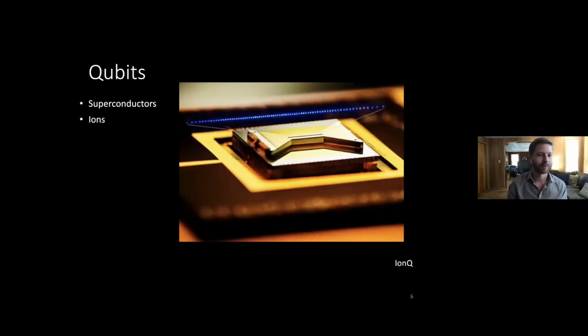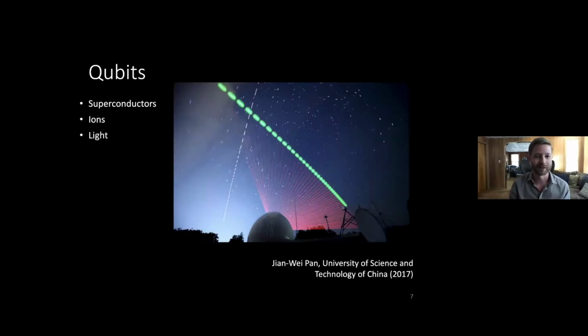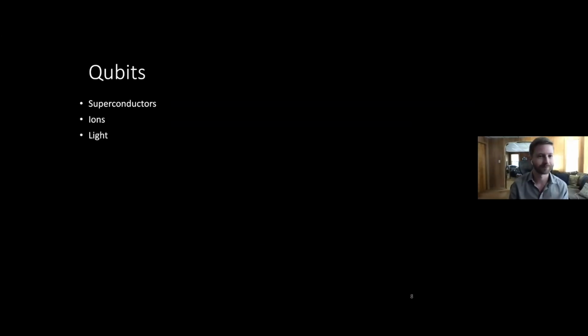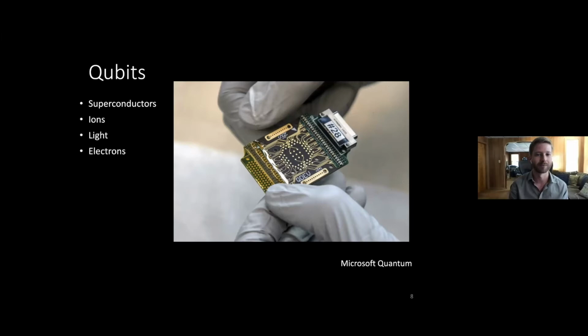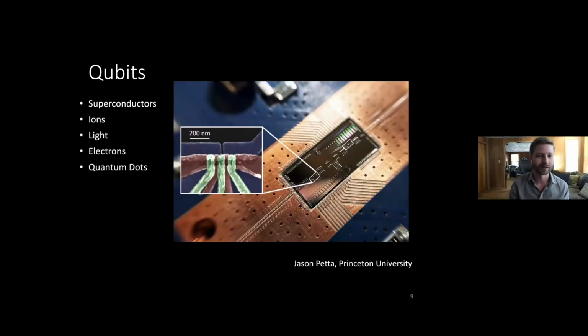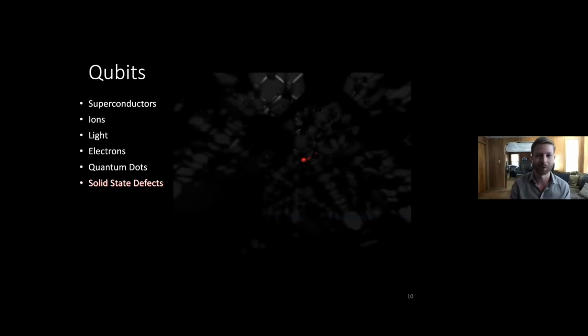It can be trapped ions, trapped by an electromagnetic field and then interfaced with lasers or an optical field to read and write to the quantum memory. It can be light itself. China launched a satellite that was able to connect two different ground nodes through an optical free-space link and distribute entanglement across a small network that way. It could be electrons, which is pioneered by Microsoft, quantum dots from Princeton and HRL, and solid-state defects, which is what we're going to focus on today.